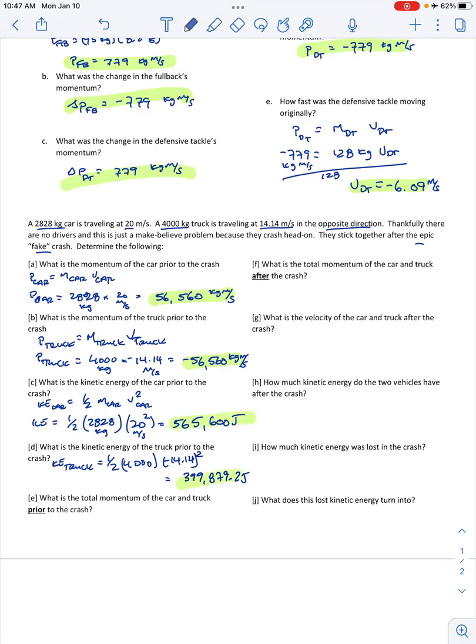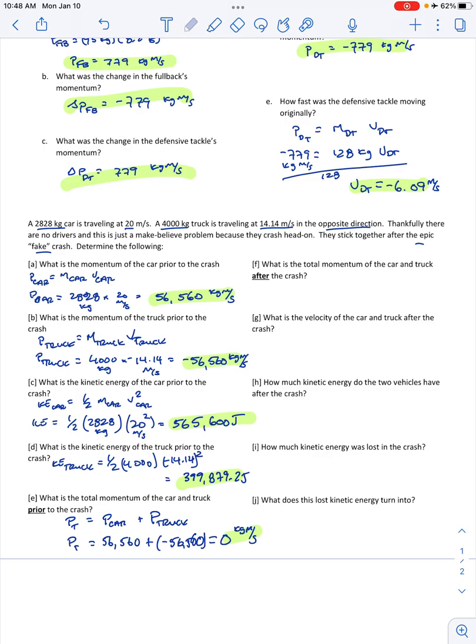What is the total momentum prior to the crash? So P total is going to be the momentum of the car plus the momentum of the truck. So P total equals 56,560 plus a negative 56,560. So the total equals 0 kilogram meter per second. Again, directionality matters there. What's the total momentum after the crash?